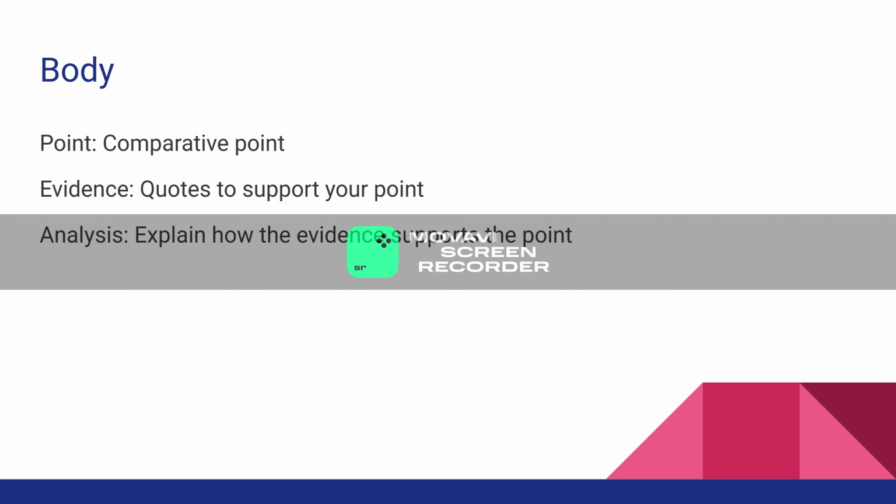Point is the main idea. Evidence is to support your point, and analysis is where the evidence supports the point. So the point is the main idea of the paragraph, what you are comparing. This will come from your thesis statement. It should not be something new.